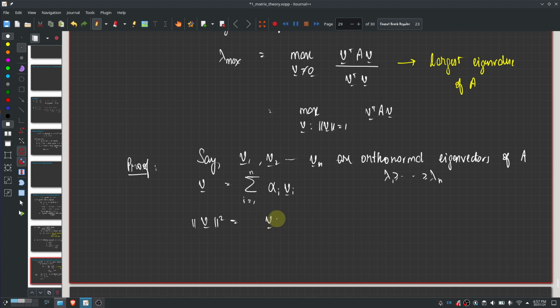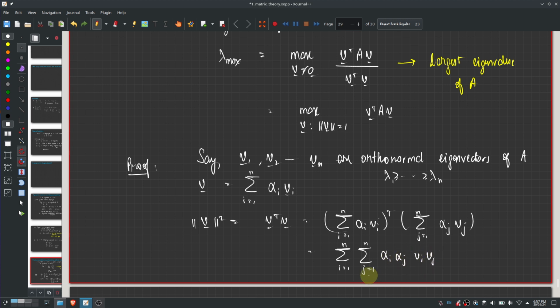So this is equal to v transpose v, which is just summation i equal to 1 to n of alpha i vi transpose times summation j equal to 1 to n of alpha j vj, which is the double summation of alpha i alpha j vi transpose vj. But the vi's are all orthonormal, so vi transpose vi equals 1 and vi transpose vj equals 0 for j not equal to i. So this just gives me summation i equal to 1 to n of alpha i squared. Okay, let's keep that in mind.